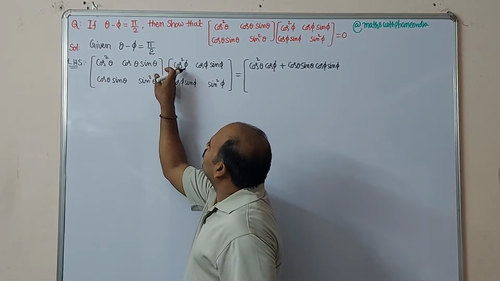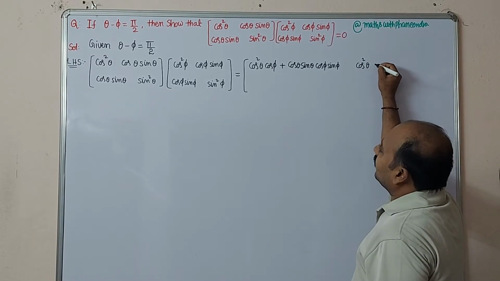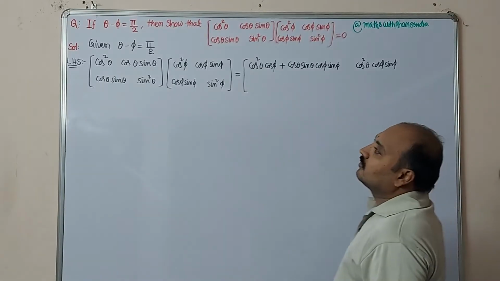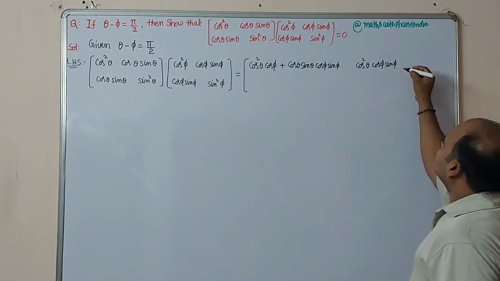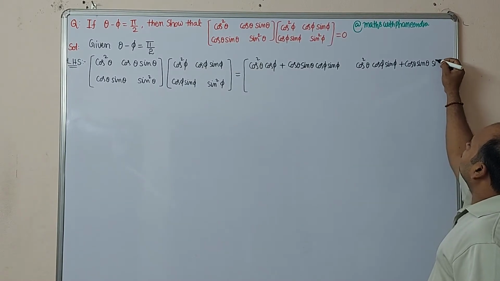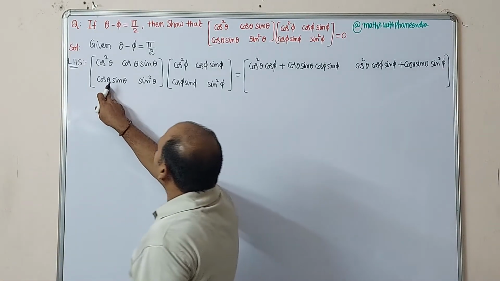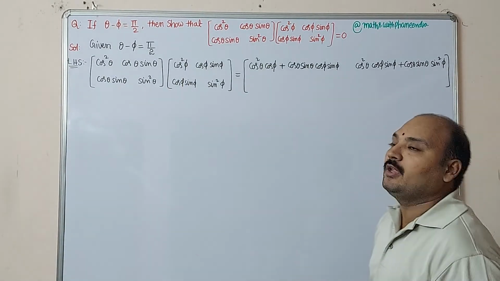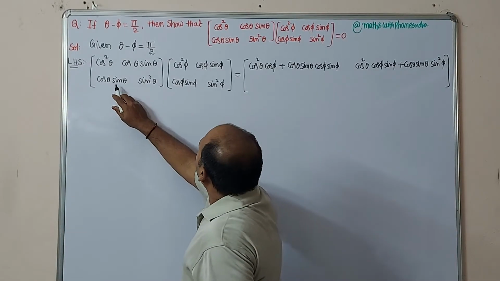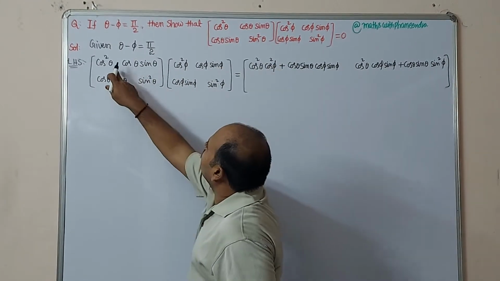Next, these two are completed now. Next, cos square theta into cos phi sin phi. Next, these two multiply, plus cos theta sin theta into sin square phi. Cos theta sin theta into cos square phi. So once again we'll check this. Cos square theta into cos square phi, right? This we have to multiply, dear friends.